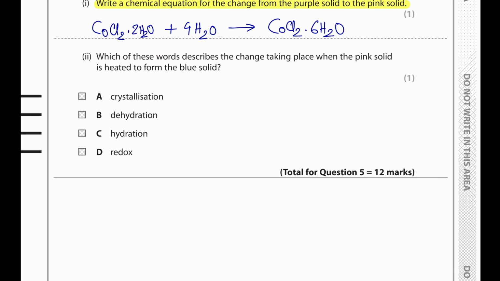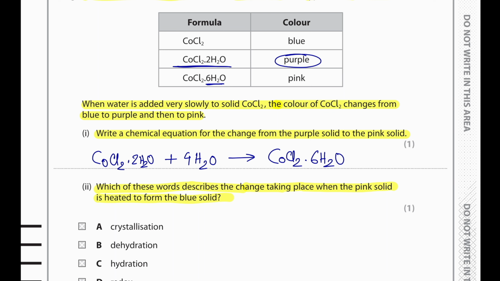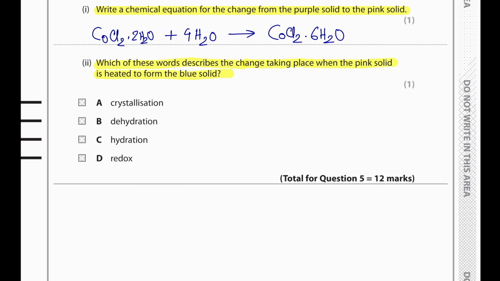Which of these words describe the change taking place when the pink solid is heated to form the blue solid? Pink solid heated to form the blue solid. The pink solid is CoCl2.6H2O. Forming blue solid is removal of the water. So removal of water by evaporating in this process will be dehydration. We are removing water and removal of water is dehydration.